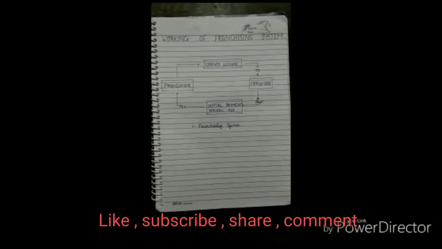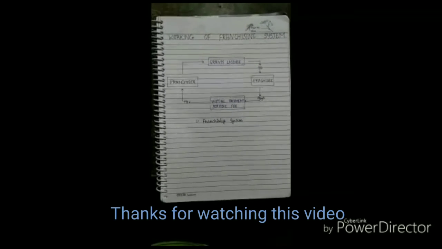So guys, now we do our last topic of franchising, the working of franchising system. We understand it by this diagram. Here the franchisor grants license to the franchisee and the franchisee pays an initial payment or periodic fee to the franchisor. This is how a franchising system works.